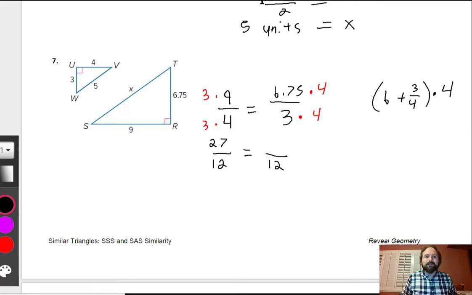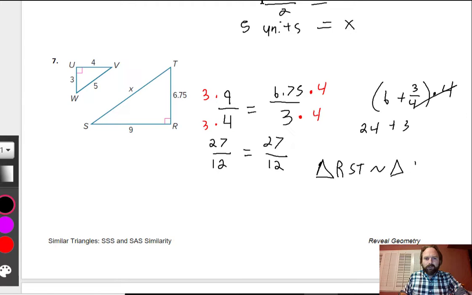Now I'm going to do 4 times 6.75. That's 6 3/4. So 4 times 6 is 24. And 4 times 3/4 would give me 3. And by golly, look at that. These two are proportional. Therefore, I can literally state that, hey, look, triangle, let's start with RST. Triangle RST is going to be similar to triangle UVW.